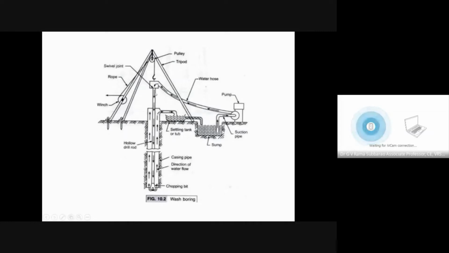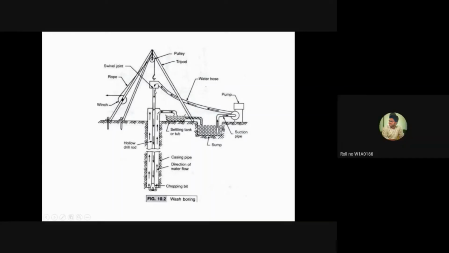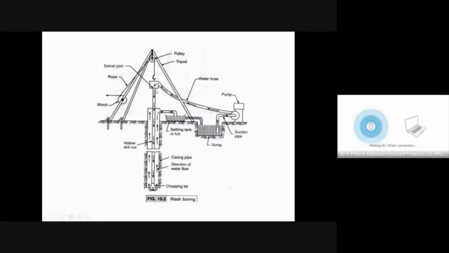Actually, you can see here, I hope my mouse marker is visible to you. Yes, sir, visible. Okay, thank you. So this is the drilling rod actually. Many people ask what you mean by drilling rod. It is a pipe, a cast iron pipe.